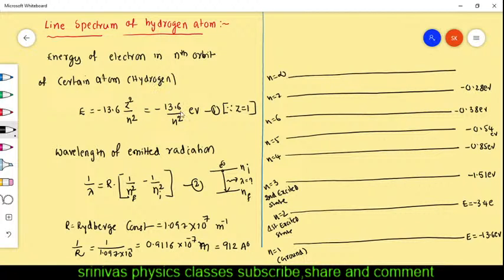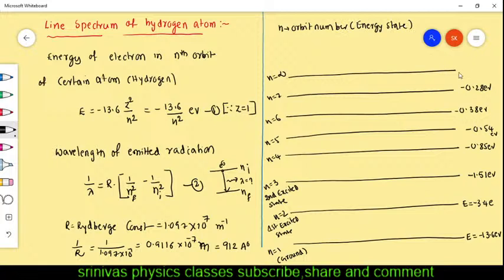You substitute here in equation 1. The particular orbit energy we can find by using equation 1, that is equal to minus 13.6 by n square electron volts. In that, for the last orbit you write n is equal to infinity. Here n is the orbit number, or energy state. It is the energy state. Okay, right.